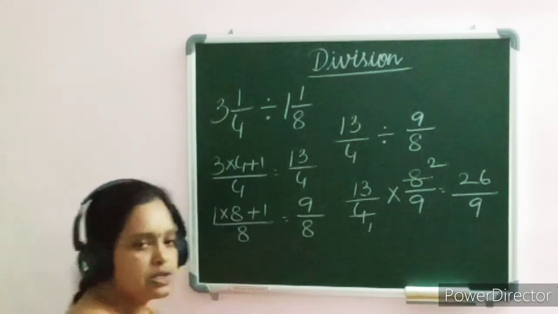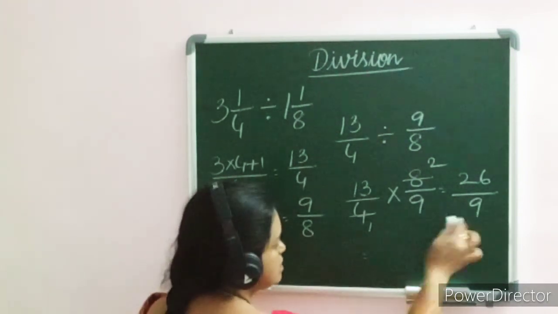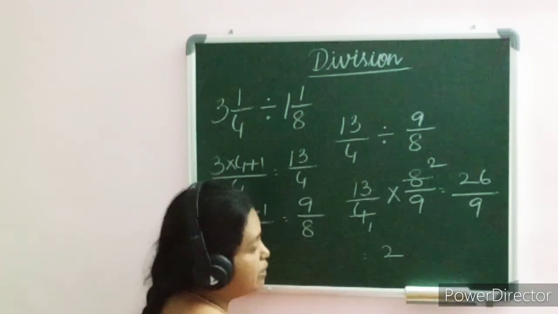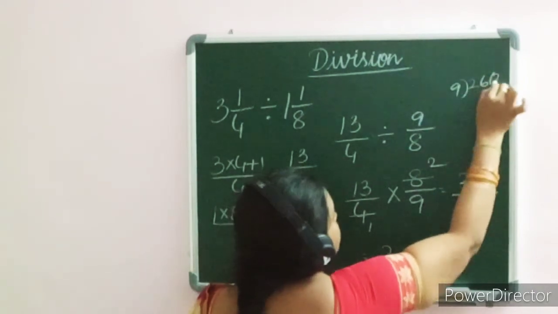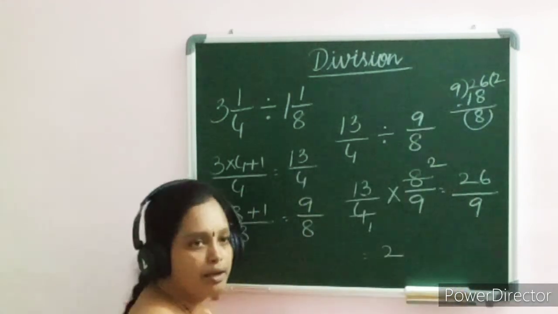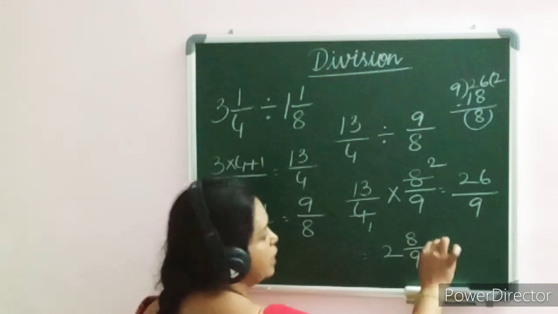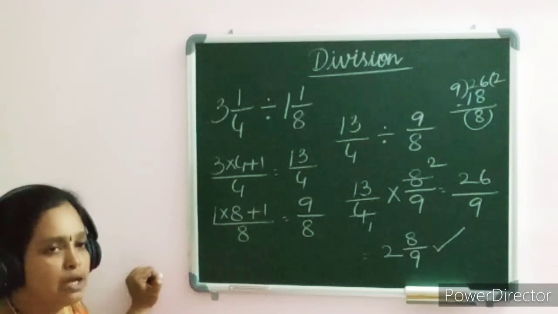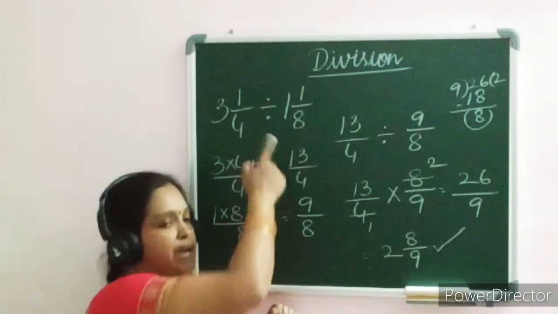This also, if you want, you can convert into a mixed fraction, which is 9 twos are 18. So what will be the remainder? 26 divided by 9. You forgot, all of you? 8 will be the remainder. 2 8 by 9. This is going to be our final answer. This is how you need to calculate by dividing two mixed fractions.